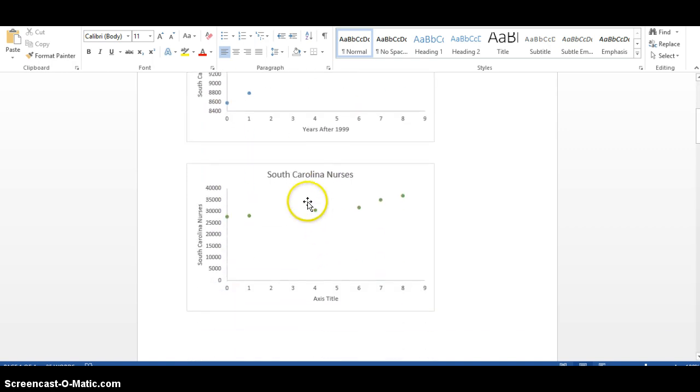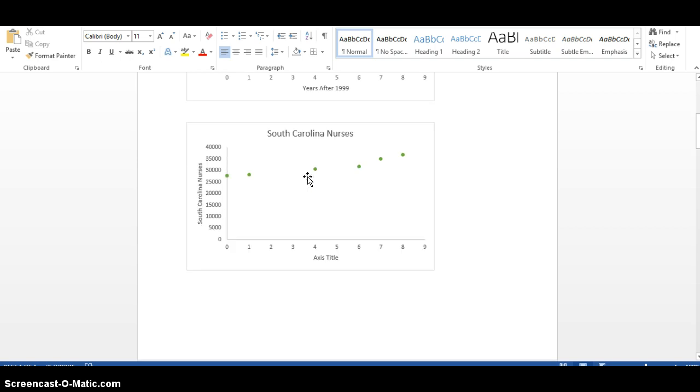And I did the same thing for nurses. Got the data off Moodle, made the lines, deleted the original lines that were on here, created the horizontal axis title, and created this vertical axis title. And as you can see, my state was South Carolina, if I forgot to mention that.